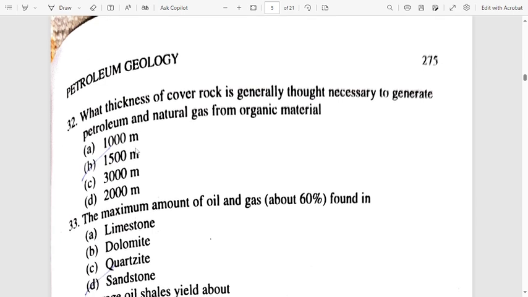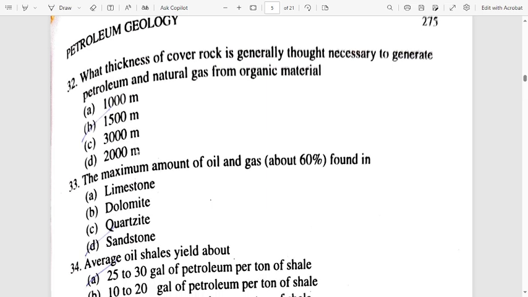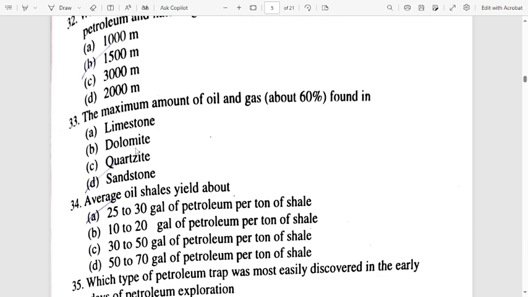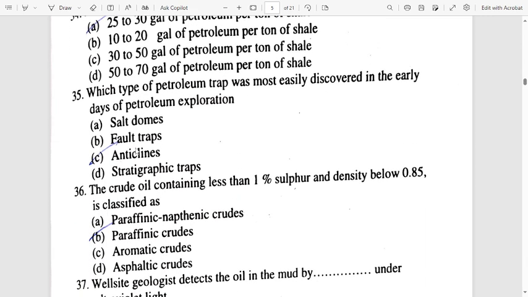What thickness of cover rock is generally thought necessary to generate petroleum and natural gas from organic material? 1500 meter. The maximum amount of oil and gas, about 60%, is found in sandstone. Average oil shales yield about 25 to 30 gallon of petroleum per ton of shale. Which type of petroleum trap was most easily discovered in the early days of petroleum exploration? Anticlines. The crude oil containing less than 1% sulfur and density below 0.85 is classified as paraffin crudes.